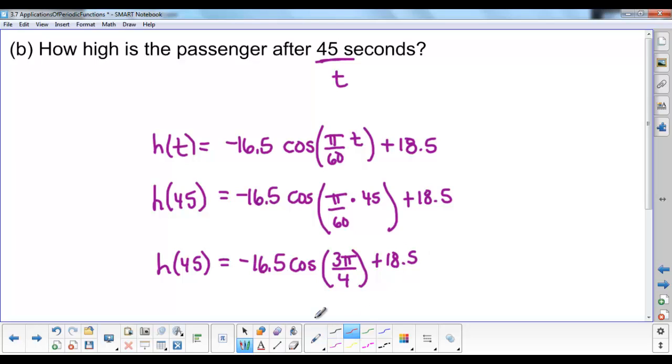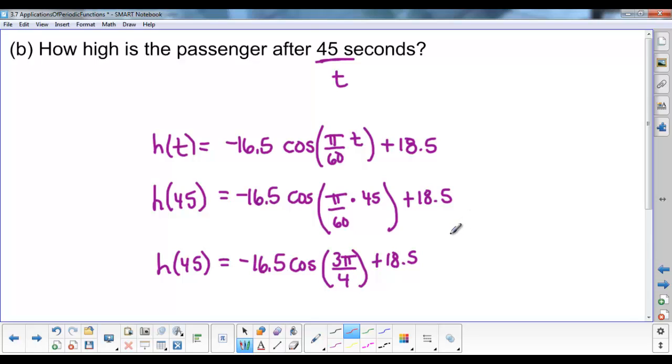Now there's two ways that you can tackle this question. You can recognize that this angle here, this argument, is part of the special triangle family. So you can go ahead and look back at lesson 3.2 and go from there and find out what cos of 3 pi by 4 is.